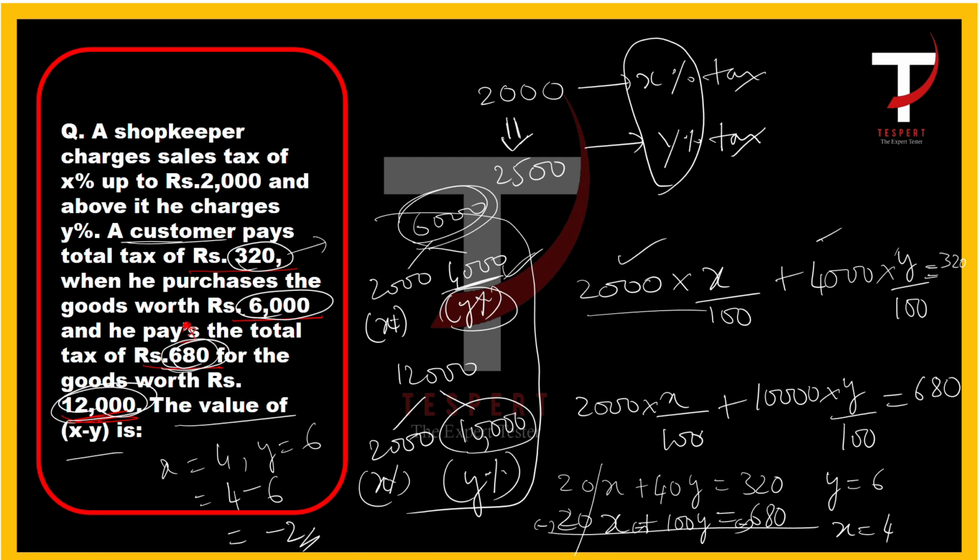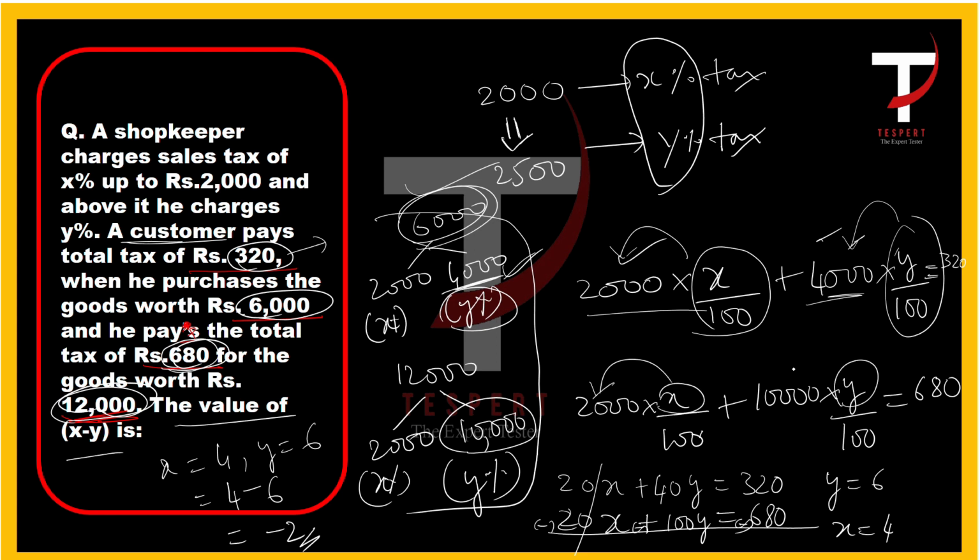Hope you understood this. We are calculating x percentage of 2000 and y percentage of the remaining value. Here the remaining value is 4000 because 2000 plus 4000 is equal to 6000. Whereas in the second case we are calculating x percent of 2000 and y percent of the remaining one, 10,000, because 10,000 plus 2000 is equal to 12,000. Why are we taking x percent of 2000? Because up to 2000 the shopkeeper charges x percent. If anything exceeds 2000, then he charges y percent on that exceeded part. That's why we are calculating separately. Hope you understood.